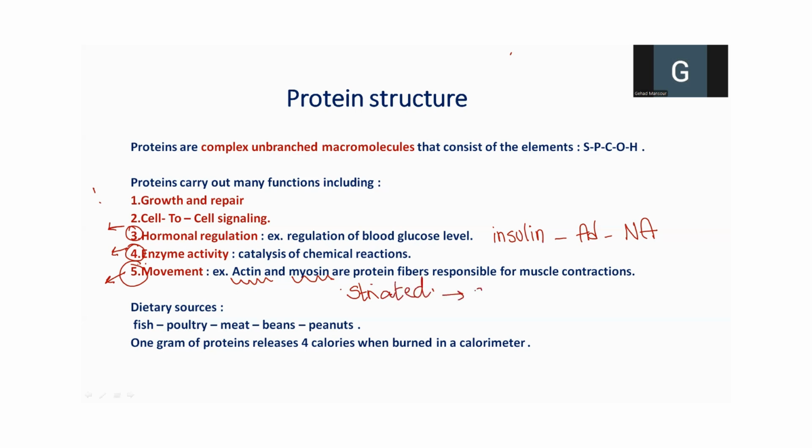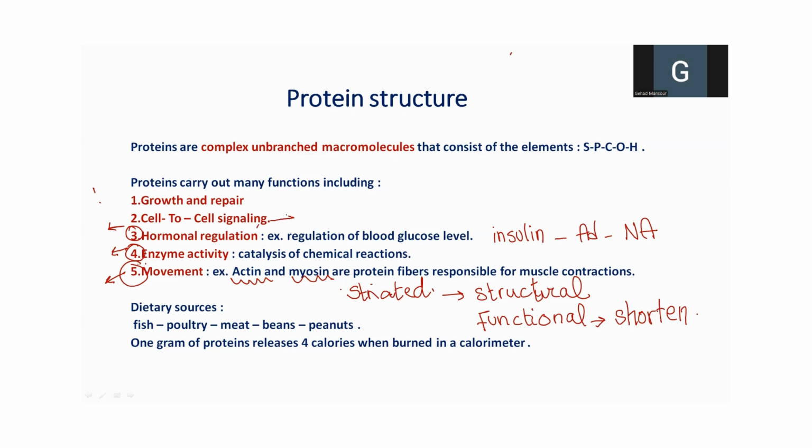So they are first structural proteins because they give the muscles, the voluntary muscles, a particular structure, and they are also functional proteins because they slide over each other. And when they slide over each other, the muscle will shorten or contract.